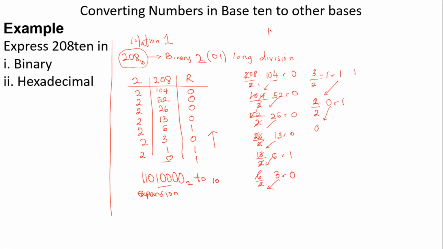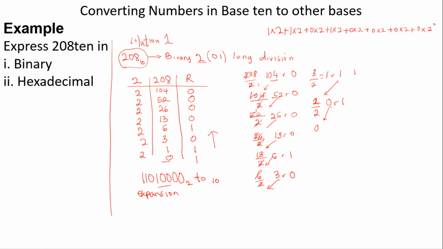Therefore, the first one will be 1 times 2. This is the base, this is the number, plus, adding everything together, 1 times 2, plus 0 times 2, plus 1 times 2, plus 0 times 2, then plus 0 times 2, plus 0 times 2, plus 0 times 2. Therefore, the first thing I've achieved here is I've expressed this number in base 2 in terms of what?